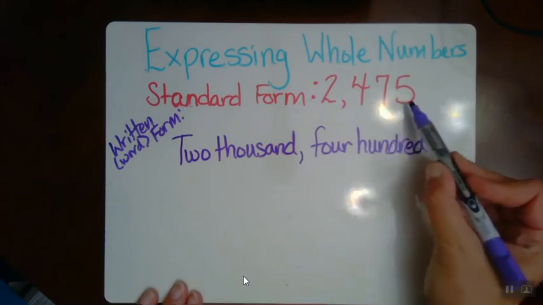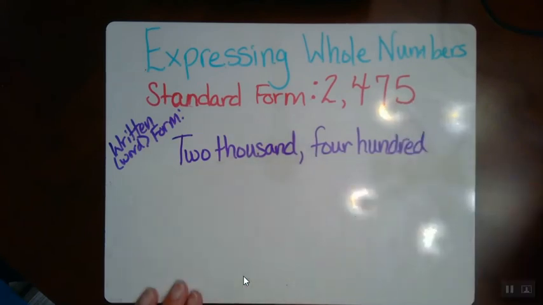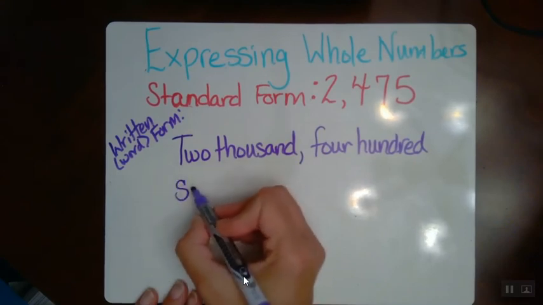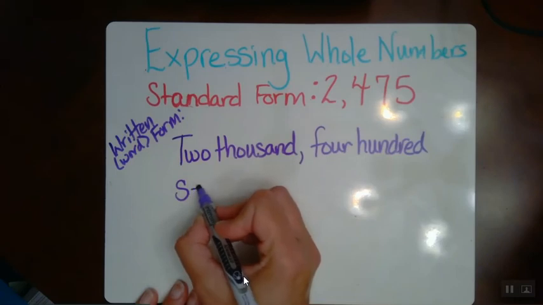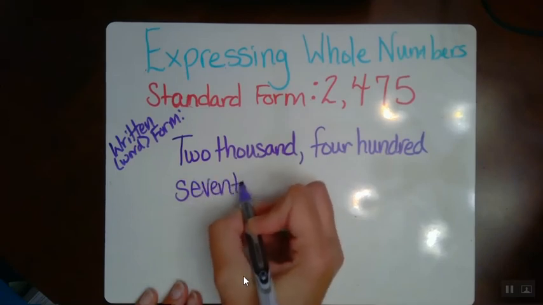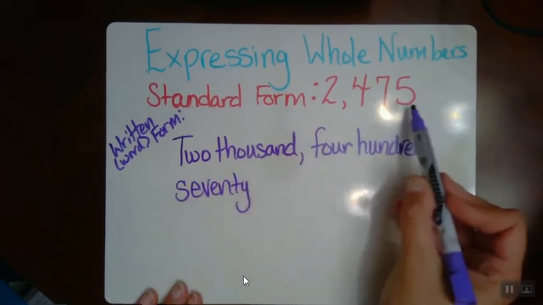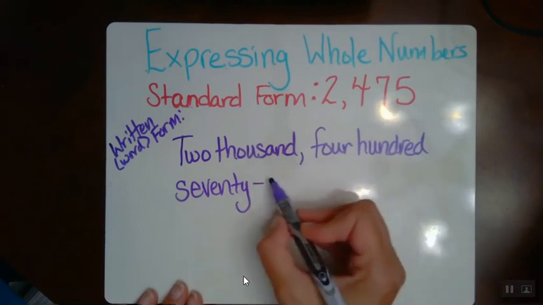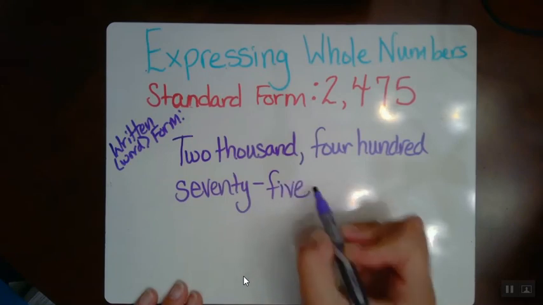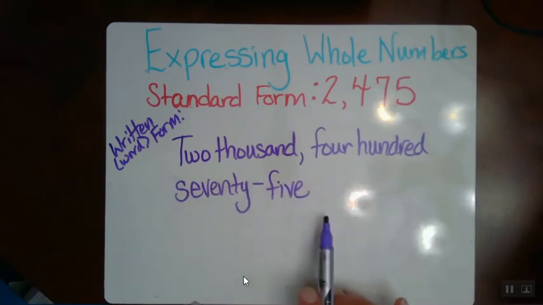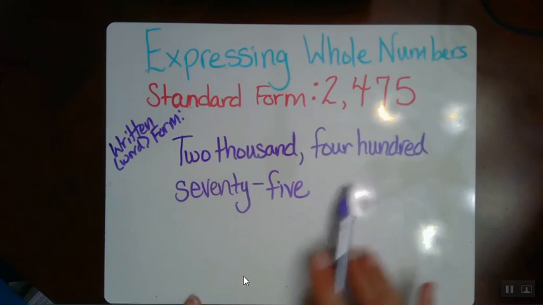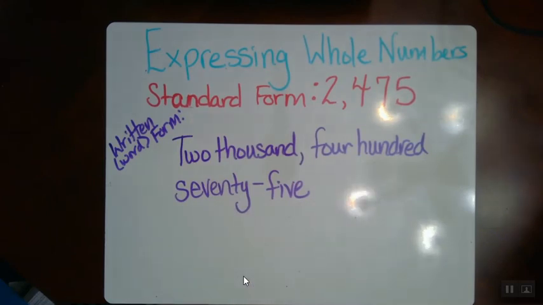And 75. I know I just said and, but we're not putting and in there because and is only used when there is a decimal, and this is not a decimal. And whenever you are linking together your tens and your ones, you're going to put this symbol, a hyphen. Write what you say, 2,475. And that is word form, and those are all the ways that you can express a number.